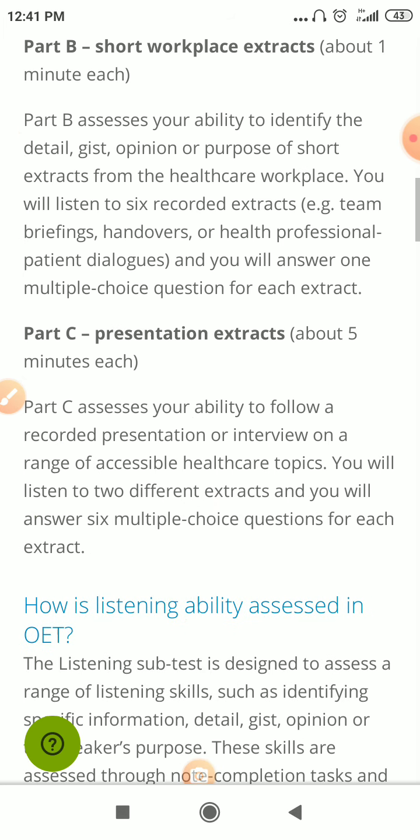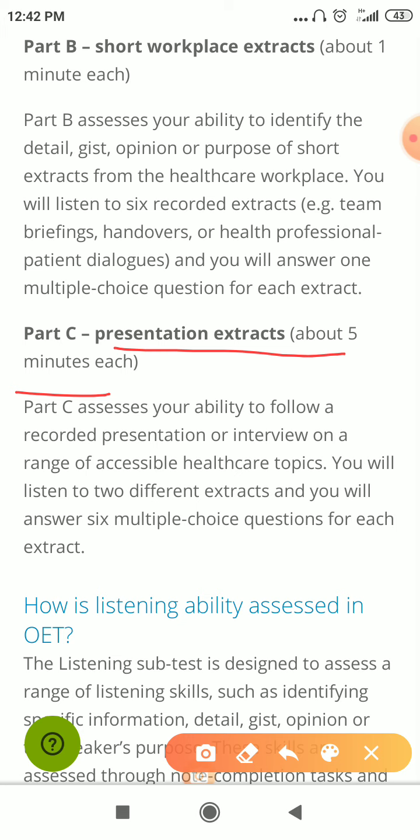In part C, you will hear two different extracts, like part A, but it is not a conversation, it will be a presentation. The extracts are about 5 minutes each. Somebody will teach something, and you need to find out the answers from the multiple choice options A, B, C. You need to find exactly what they mean from the audio.